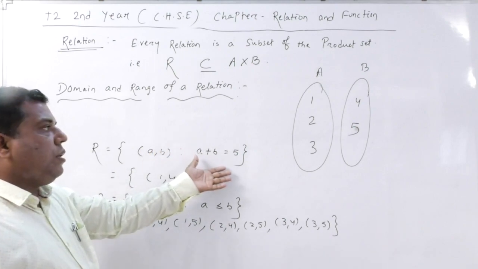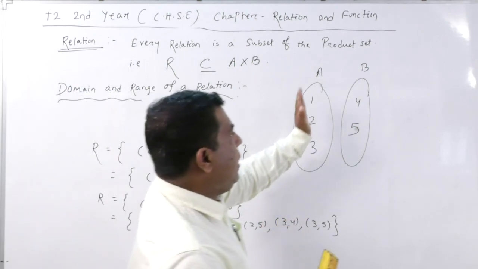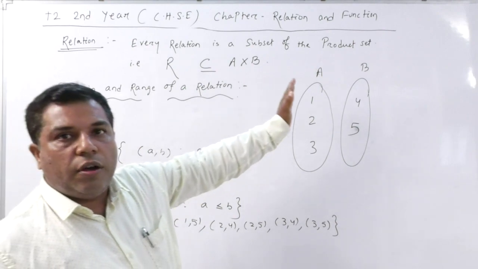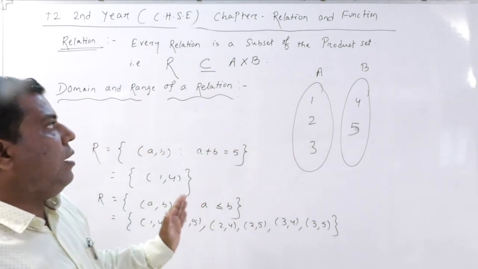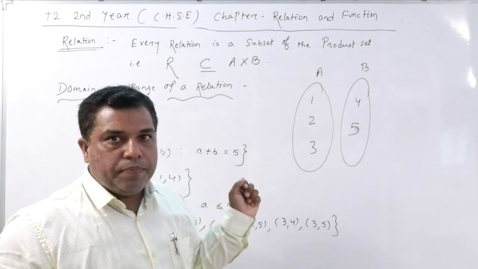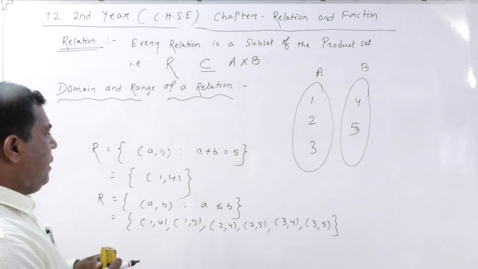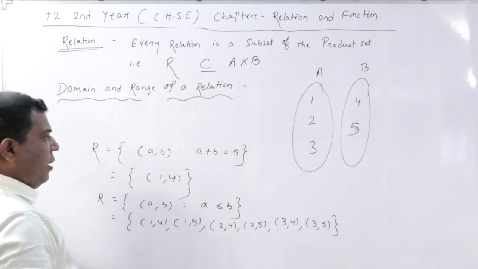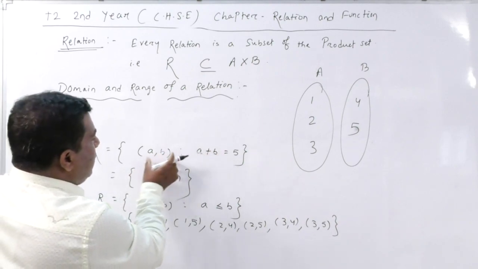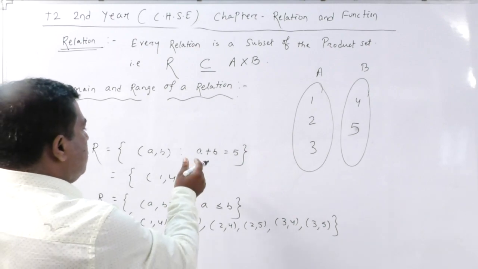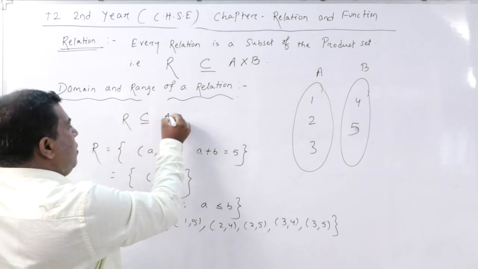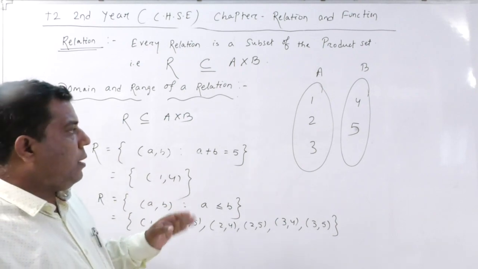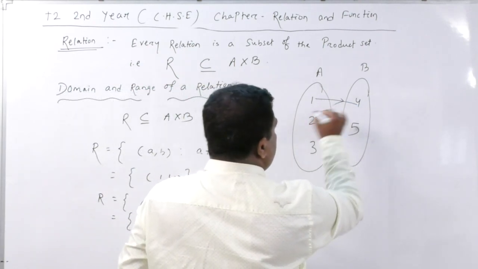Okay, now in this condition, we try to combine the elements of set A with the elements of set B. As we connect the elements of set A to the elements of set B, that is called a relation from A to B. Here, if R is a relation from A to B, it consists of the ordered pairs (a, b) where R is a subset of A cross B.